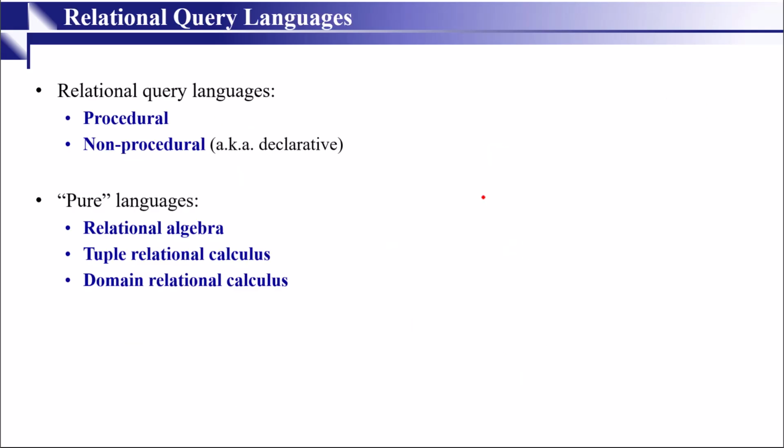Now we explore how to query data. Relational query languages come in two flavors, procedural and non-procedural. Procedural means step-by-step instructions, and non-procedural or declarative specifies what you want, not how. Then we have three pure languages. These are relational algebra, operations on relations. Then we have tuple relational calculus, tuple-based logic. And we have domain relational calculus, which is domain-based logic. These form the theoretical basis for practical languages like SQL.